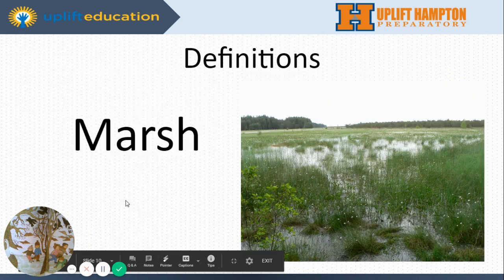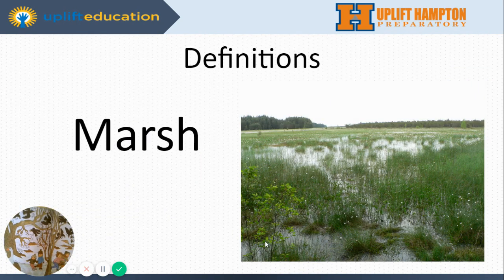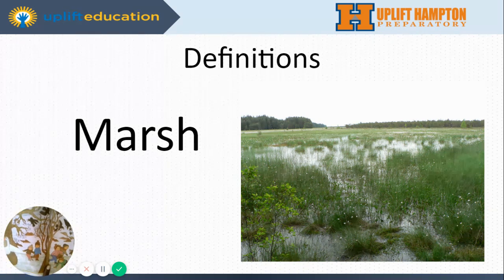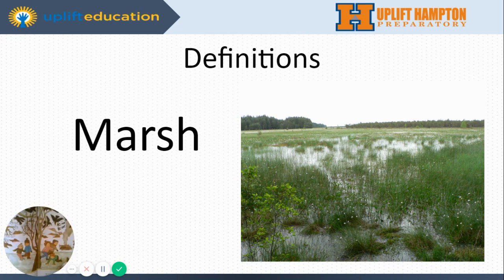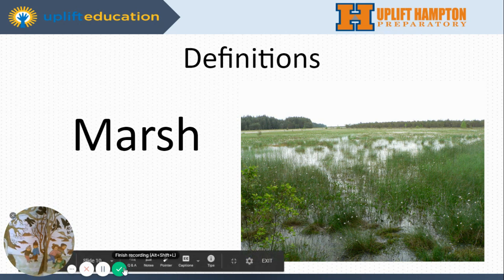So our first definition that we heard was marsh. Marsh, do you guys remember what marsh is? It's an area of low-lying land which is flooded in wet seasons. So as you can tell here on the picture, you can kind of see a little bit of the marsh that we're talking about.